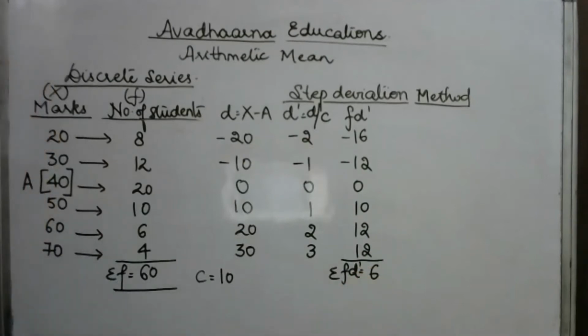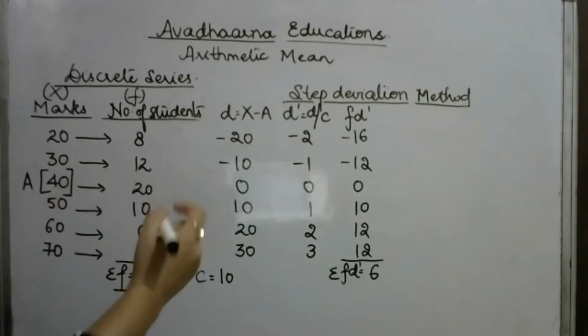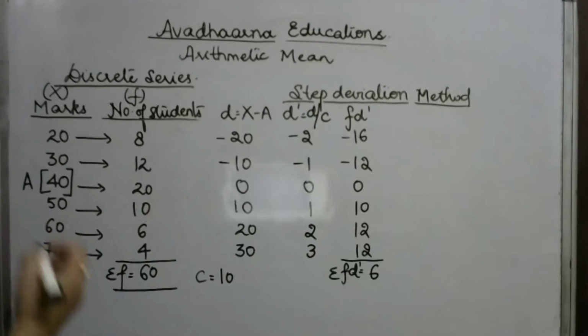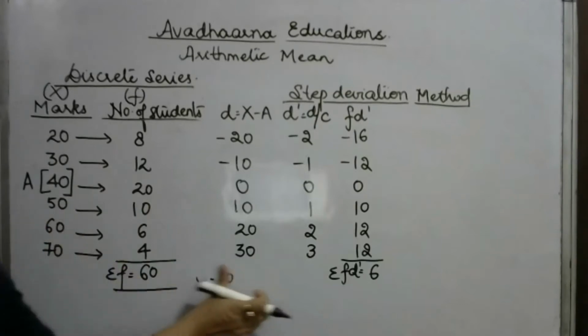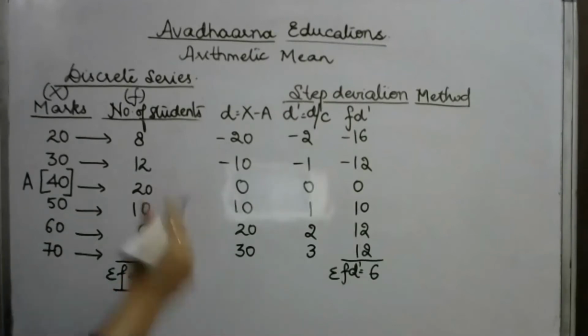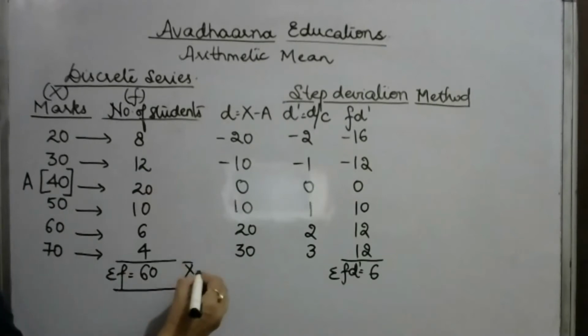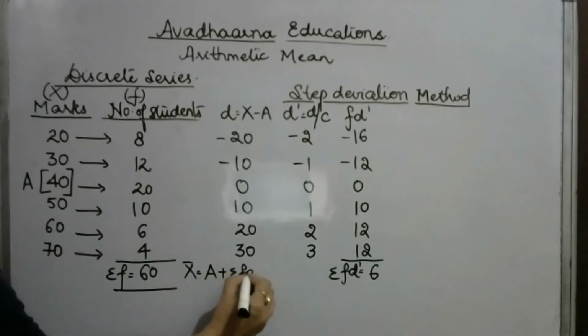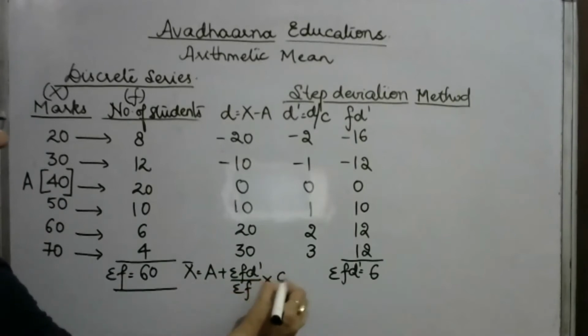Fine. So let us apply. Now all the variables are there with me. Let us apply the formula. The formula for calculating arithmetic mean by step deviation method is, let me do the calculations over here. You just remember that C was 10. So mean is equal to A plus summation FD dash over summation F into C.